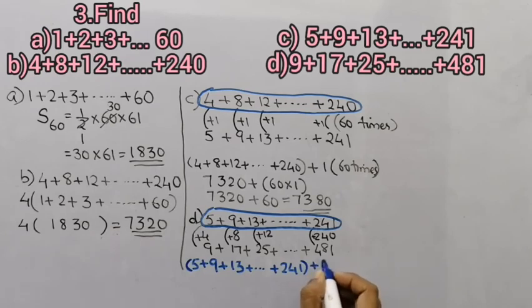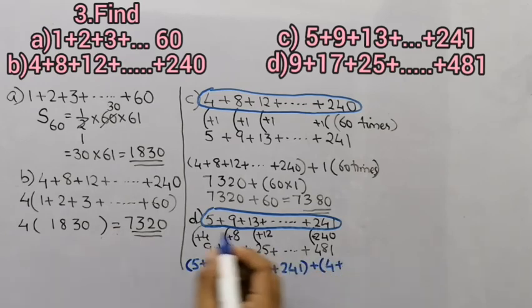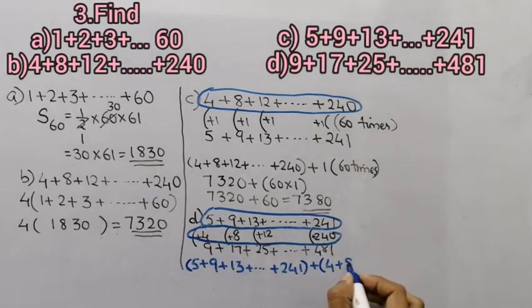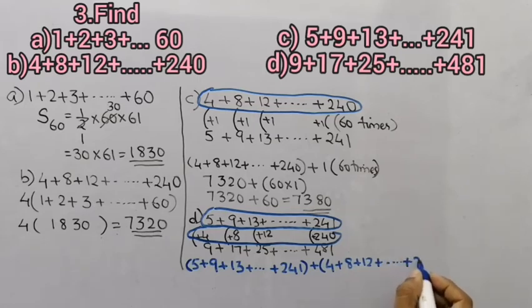Yes, we are adding 4, this one. Now I am adding this one: 4 plus 8 plus 12 up to 240. This is what we are adding.